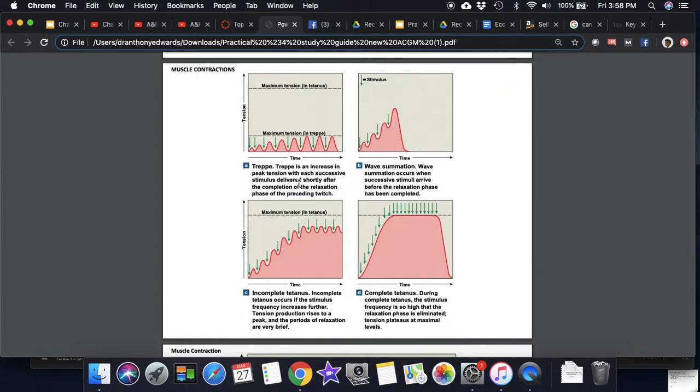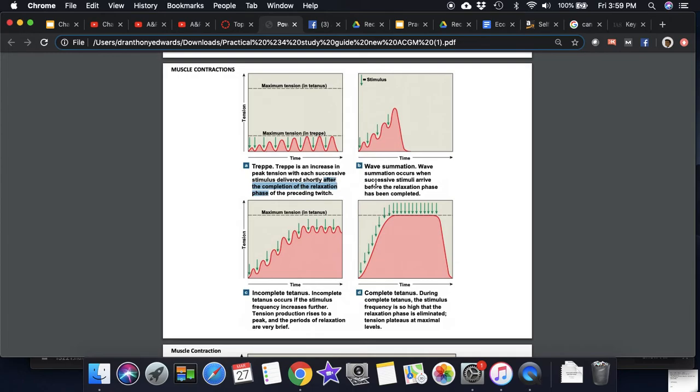It happens when these stimuli are delivered shortly after the completion of the relaxation phase of the twitch that happened before it. I want to make sure you know when these happen. So you're actually having the relaxation phase finish in Treppe, and that's when the next stimulus is delivered.